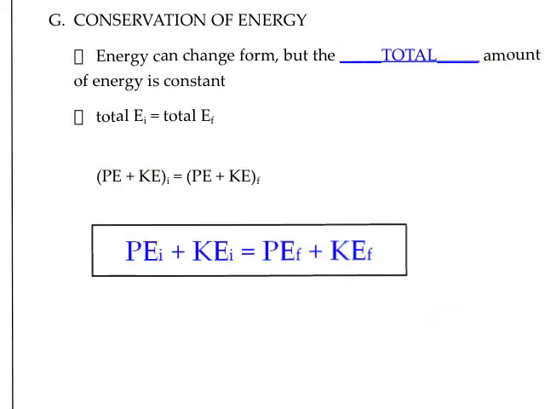I've got just a few more pieces of information for you, and then our last lesson will be some example problems to tie it all together. So for this section, we're going to look at the formula for conservation of energy. The actual law states that energy can change form, but the total amount of energy is constant. So in our example problems that we're going to do in class, we'll see that energy can change back and forth between potential and kinetic, but if you add those together, the total is going to be the same. And mathematically, we would write that as this formula. The initial potential energy plus the initial kinetic energy would equal the final potential energy plus the final kinetic energy.